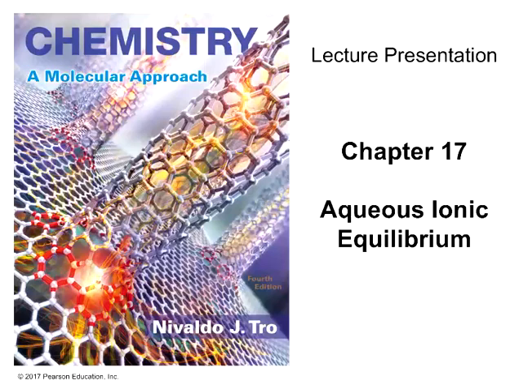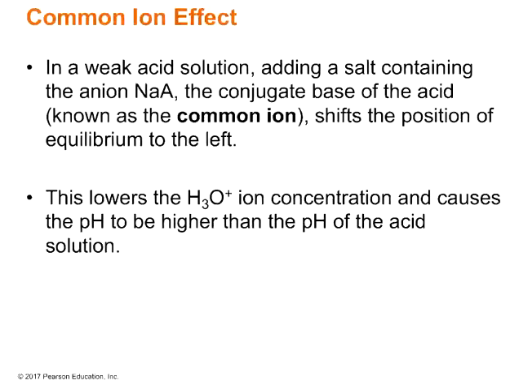Last time we were discussing buffers, and we saw that a buffer has a mixture of both a weak acid and its conjugate base, or a weak base and its conjugate acid. What's really great about buffers is they can neutralize any added acid or base within reason, and that will maintain the pH of the solution. Now, one thing that we should discuss about buffers is what's called the common ion effect.